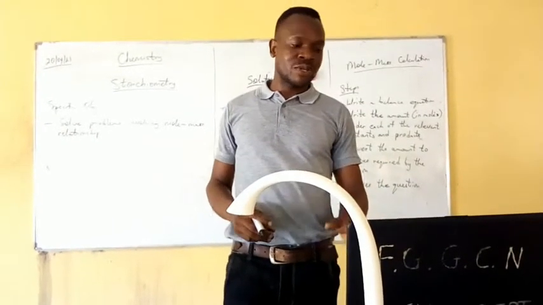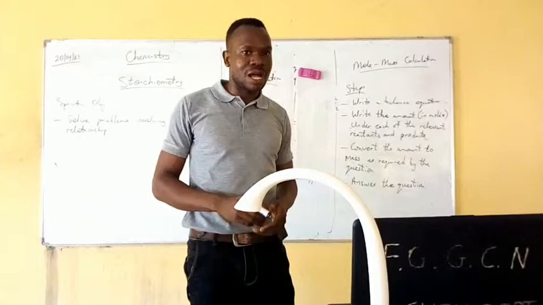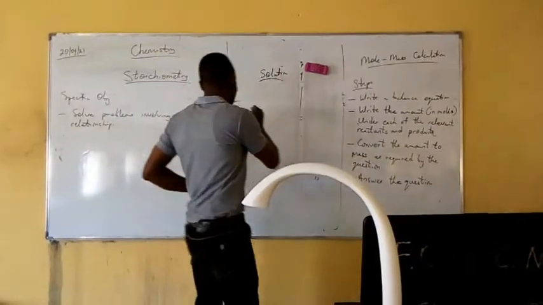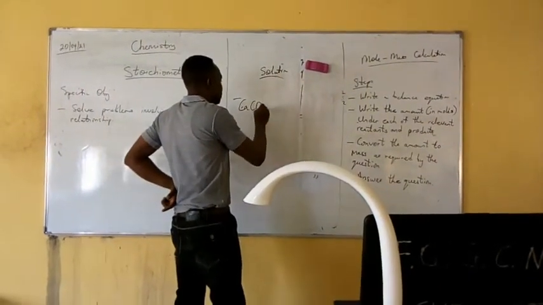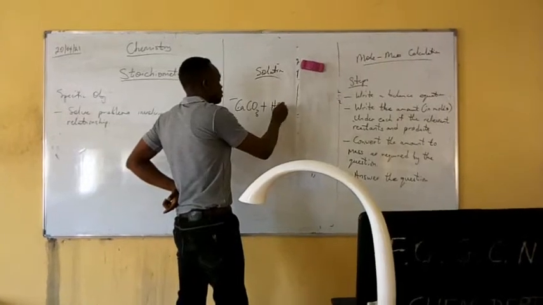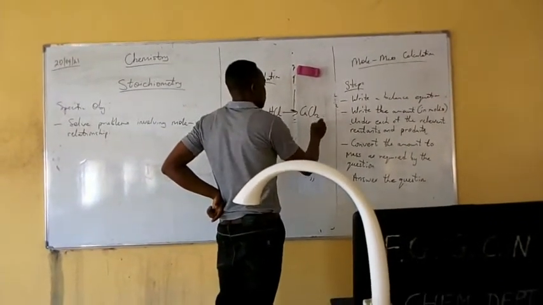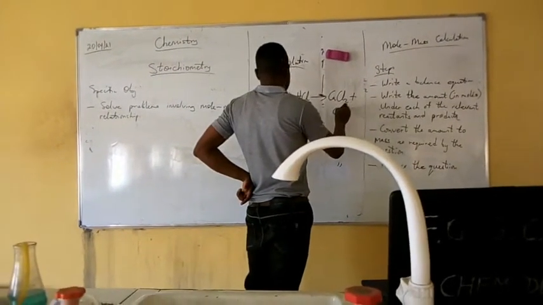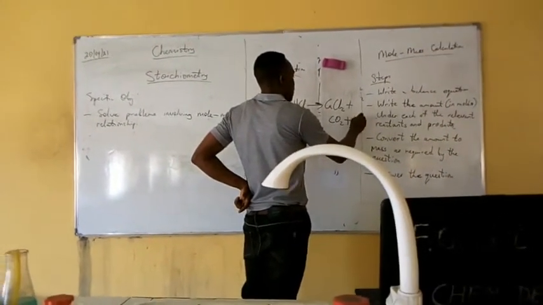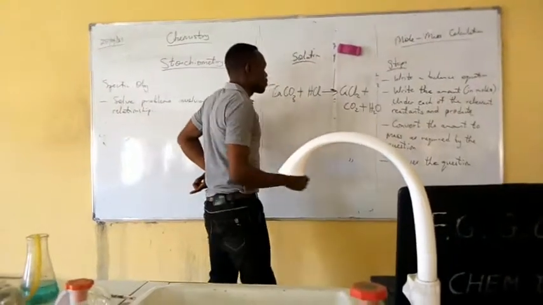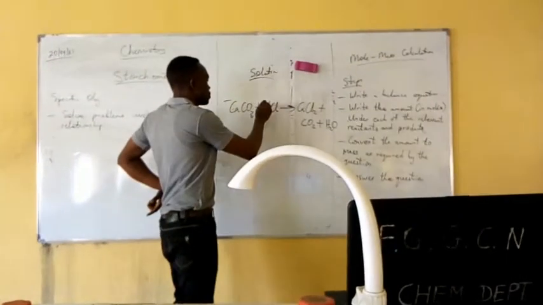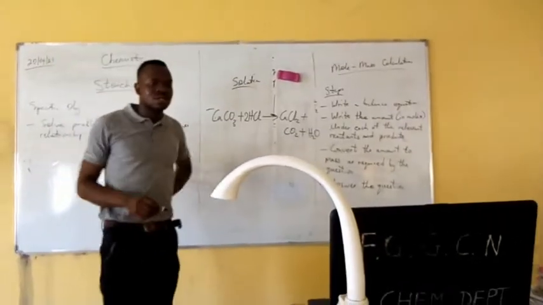This means that the calcium carbonate and the hydrochloric acid are the reactants. So we have CaCO3 plus HCl will give us CaCl2 plus carbon dioxide and water. When we balance the given equation, we are going to add 2 in front of HCl.